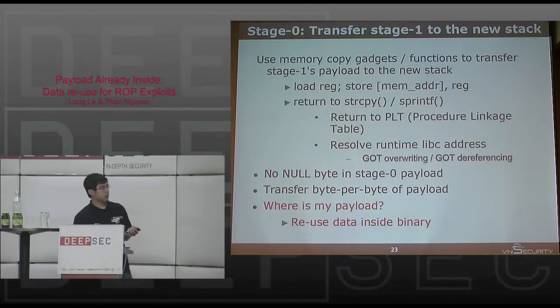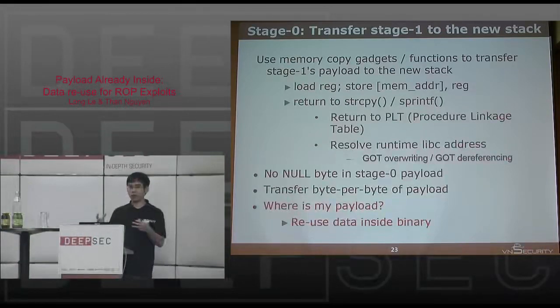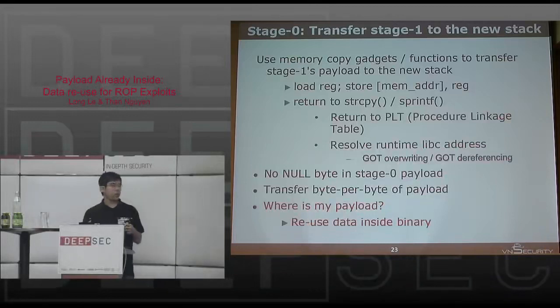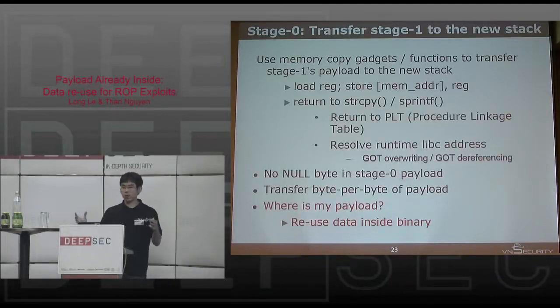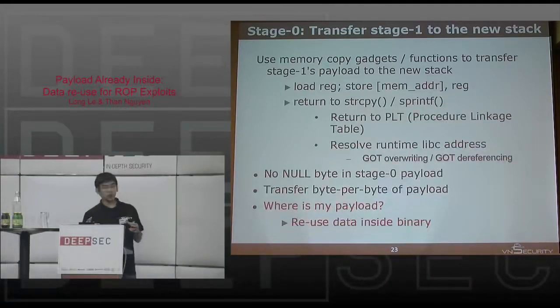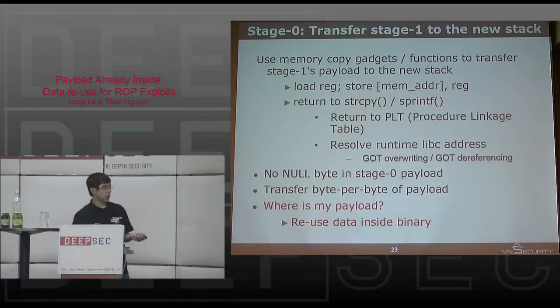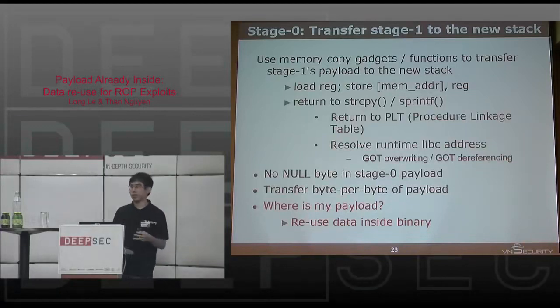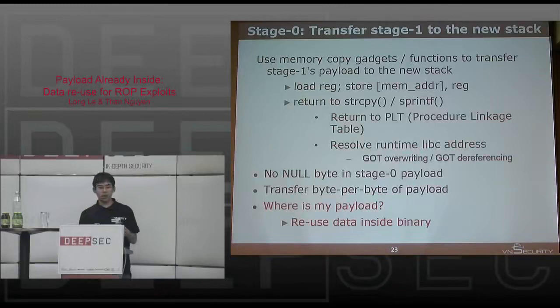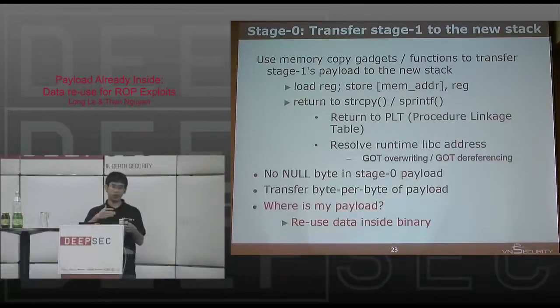So the question is, where is the data of the state one payload? Let's say the state one payload is 100 bytes. How can I transfer those 100 bytes to the new stack? The idea is that we reuse the data inside the binary itself. The algorithm is that we can use strcpy or sprintf or whatever, and we return to those functions and try to copy the data we want from the binary itself into the new stack.